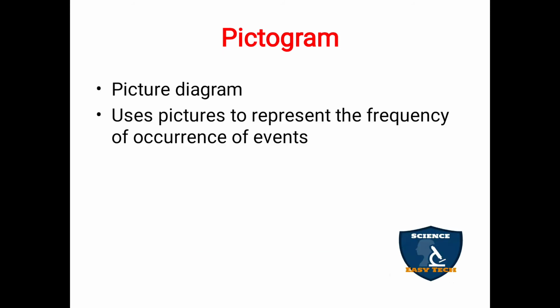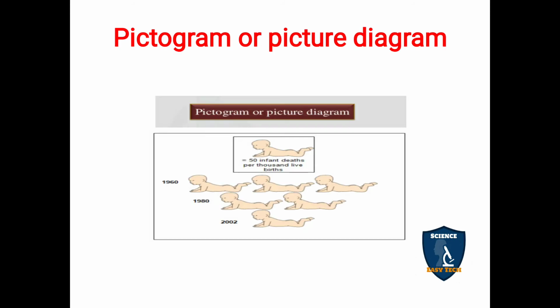Next is pictogram. So what does pictogram mean? It is picture diagram. This pictogram is used to impress the frequency of the occurrence of events. So it uses pictures to represent the frequency of occurrence of events.